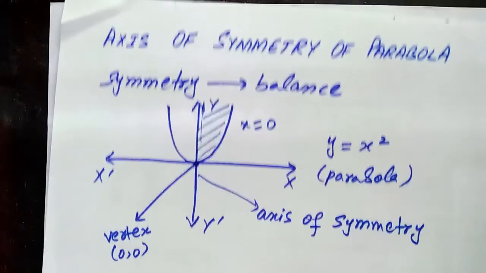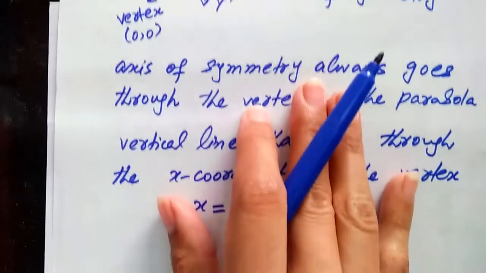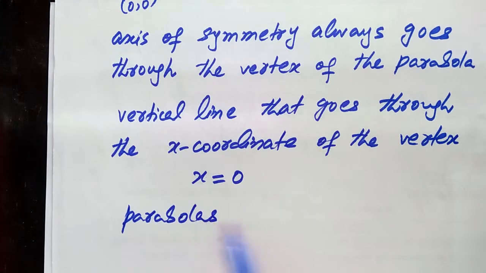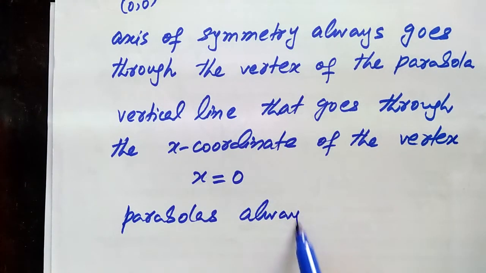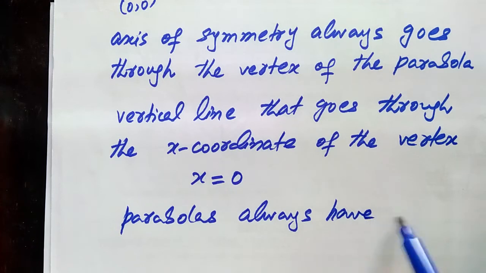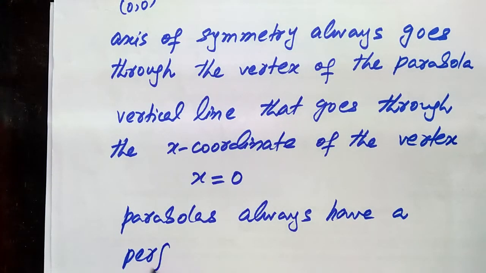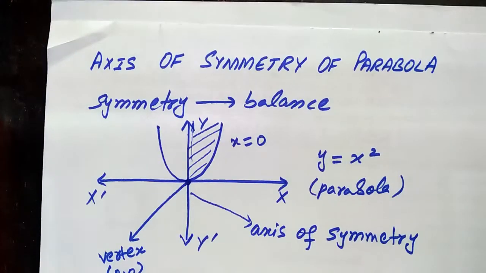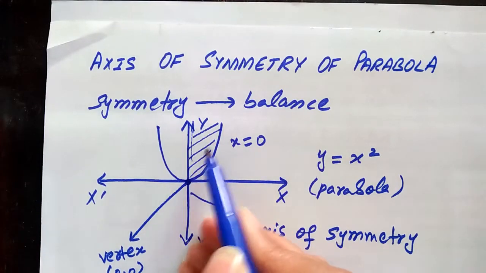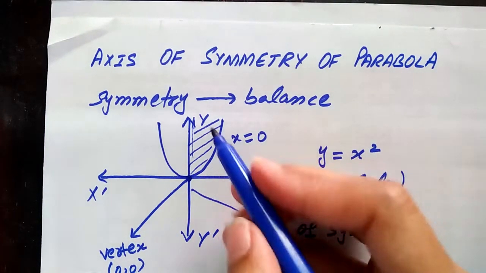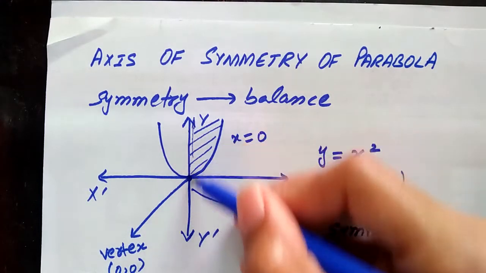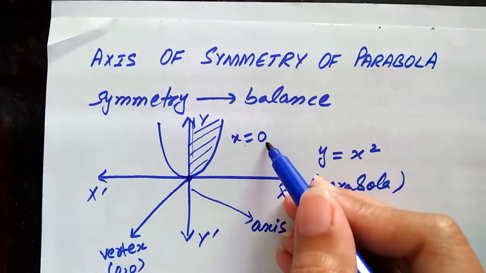Parabolas always have a perfect symmetry. You can see in this figure, parabolas always have the perfect symmetry. Now this parabola is symmetric about the y-axis, that is x equals 0.